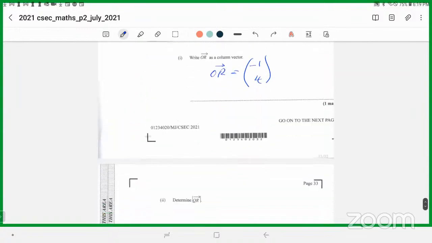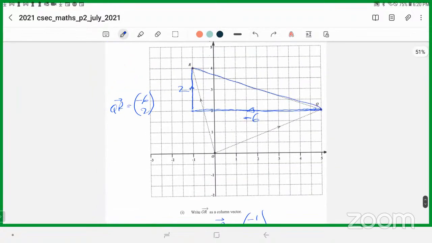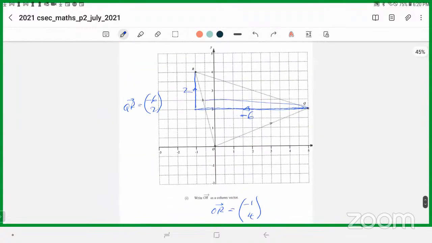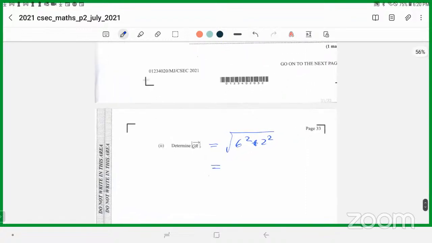Therefore the modulus of QR becomes the square root of 6 squared plus 2 squared. In this right angle triangle, this side is 6, this side is 2. I'm using Pythagoras' theorem to find this length. The modulus is the length, and that will be the answer. 36 and 4 is 40, so it becomes the square root of 40 units, and I can leave it as the answer.